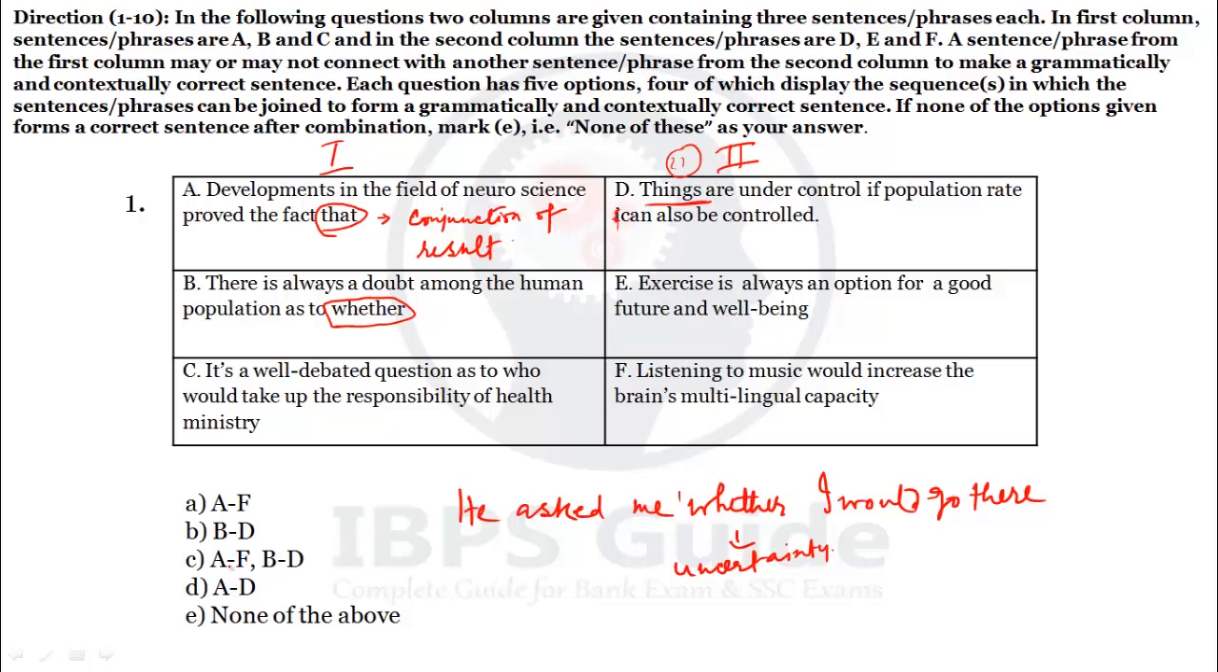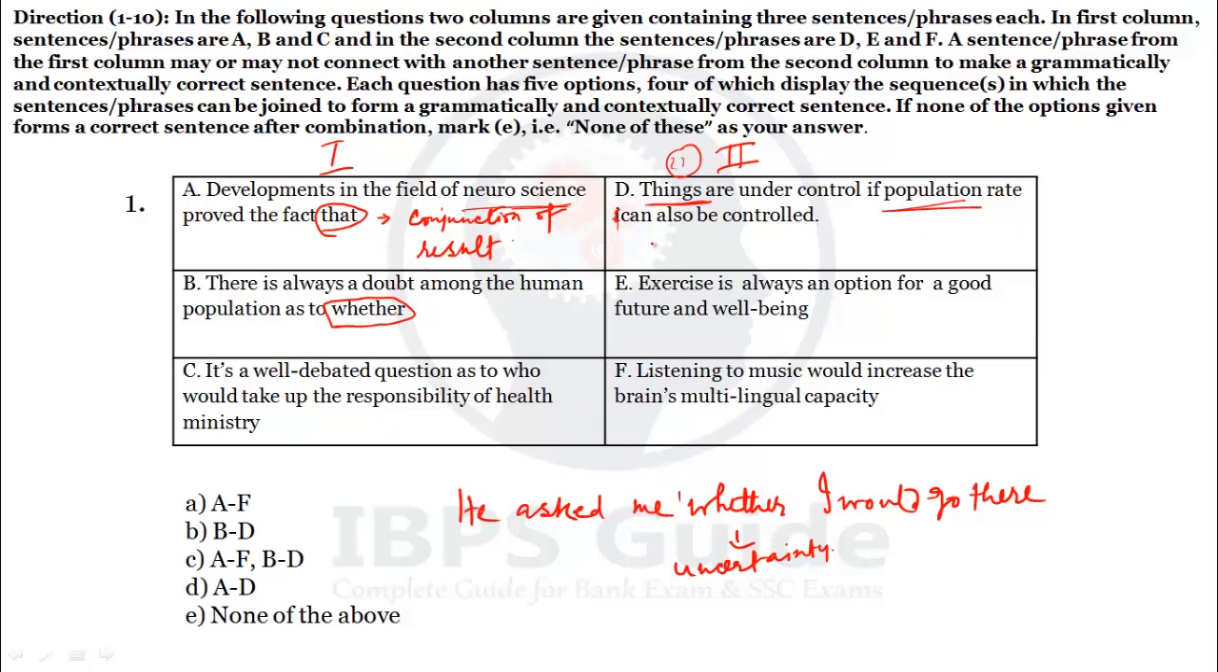And AF, BD should also be eliminated. And A and D: development in the field of neuroscience proved that things are under control in population. This is neuroscience, so it is not related to any population. So guys, I hope it is clear to you. Our answer will be A and F.